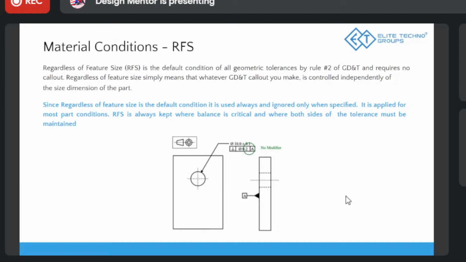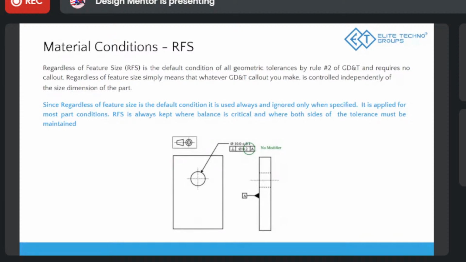The MMC we usually use in the automotive industry, and it's not like we don't use other things, but usually in the automotive industry we use MMC, and LMC we usually use in the aeronautics and other industries. Okay. So I'll show you exactly how MMC and LMC work.